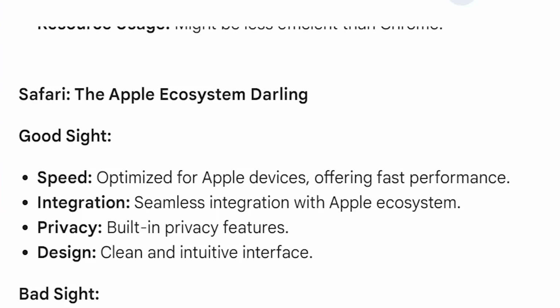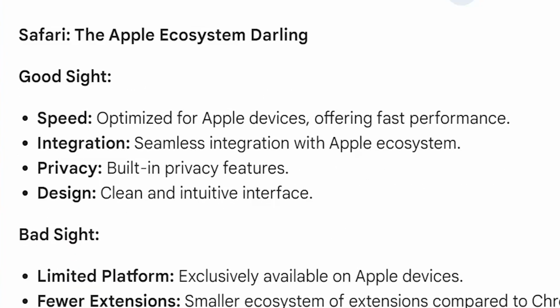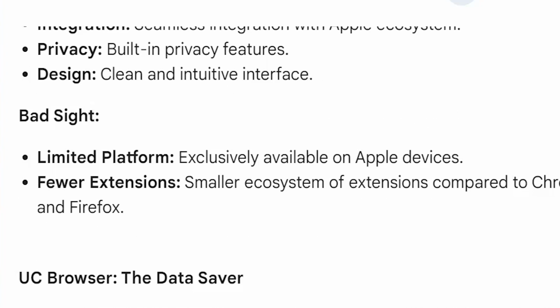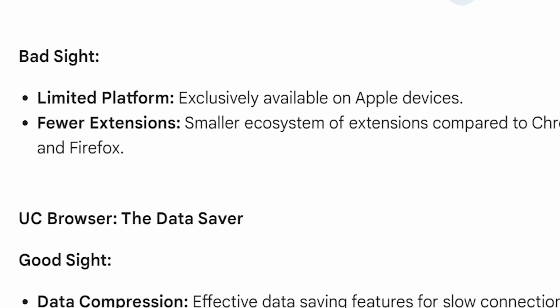Safari, the Apple ecosystem darling. Good side. Speed: optimized for Apple devices, offering fast performance. Integration: seamless integration with the Apple ecosystem. Privacy: built-in privacy features. Design: clean and intuitive interface. Bad side. Limited platform: exclusively available on Apple devices. Fewer extensions: smaller ecosystem of extensions compared to Chrome and Firefox.